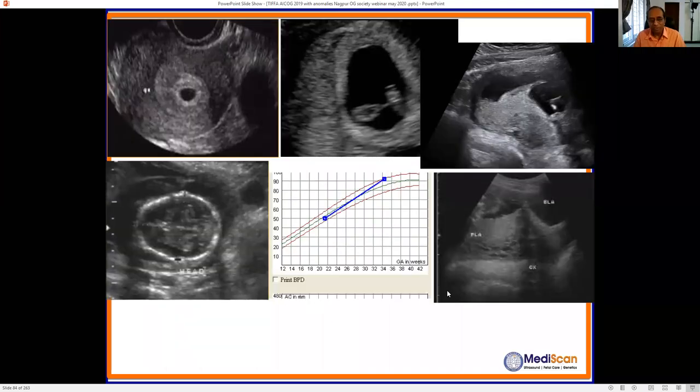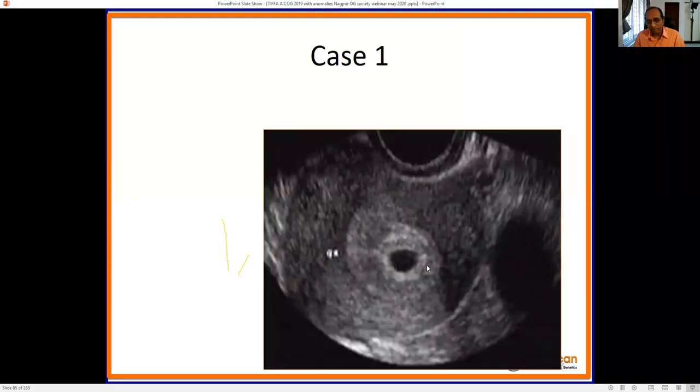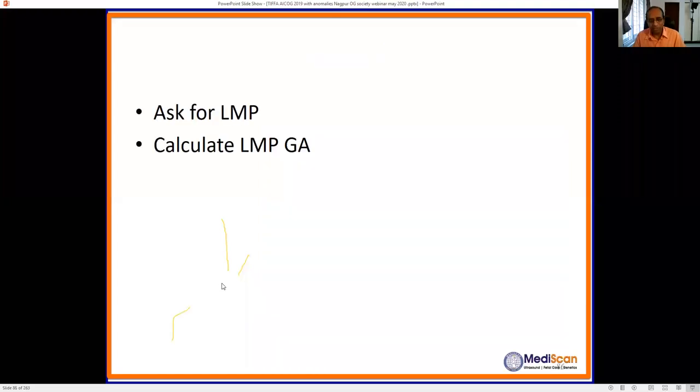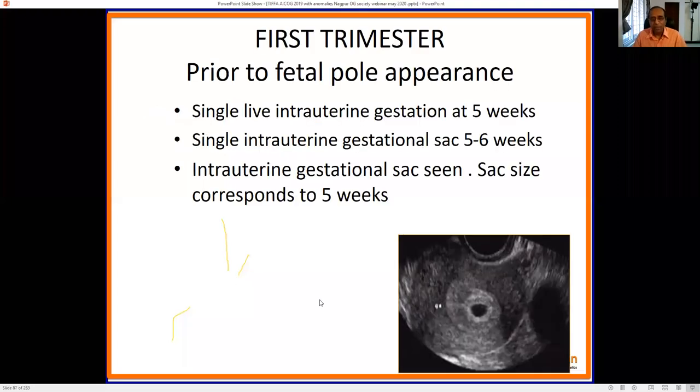Now, here is just an example of an early scan. What are you going to report this as? And we have measured the gestational sac here. So you ask for LMP, you calculate the gestational age. Now, first trimester, prior to the fetal pole appearance, we say single live intrauterine gestation at 5 weeks. This is what most people will say. Single intrauterine gestational sac at 5 to 6 weeks. Intrauterine gestational sac seen. Sac size corresponds to 5 weeks.